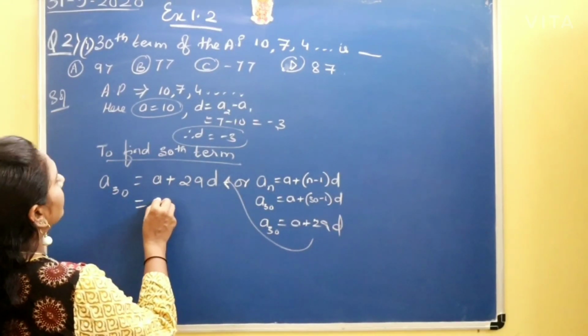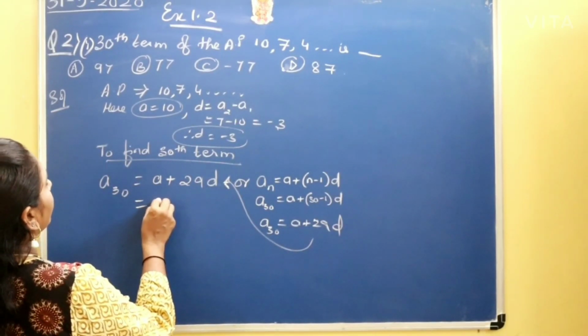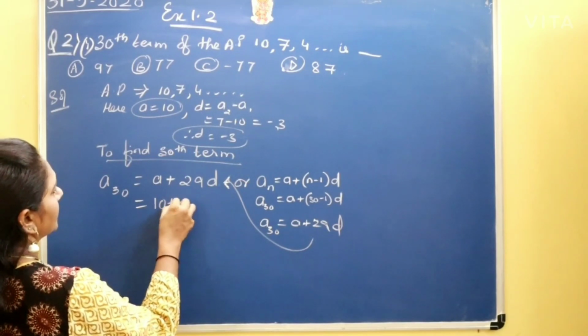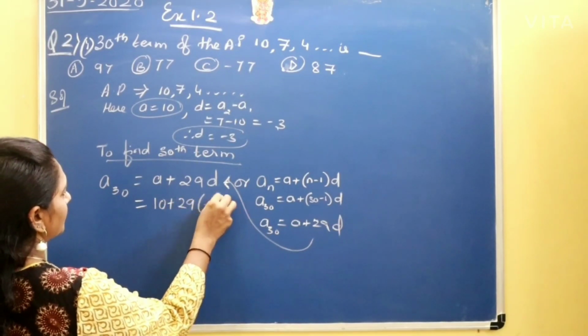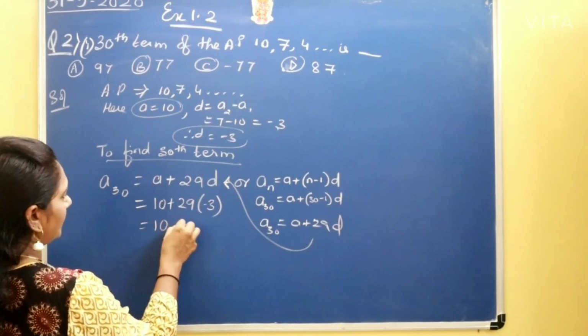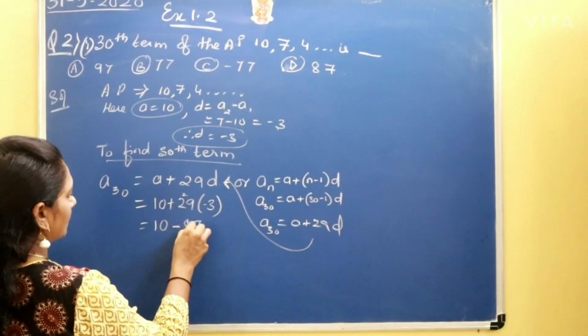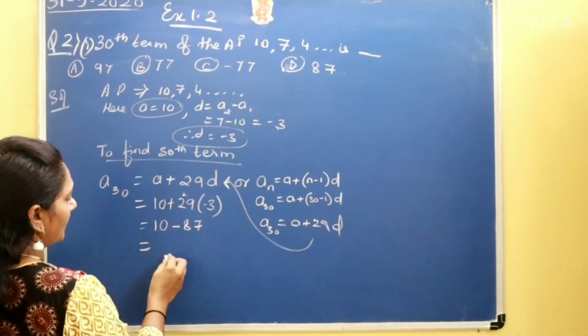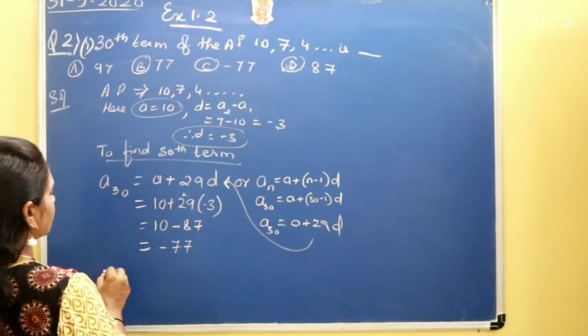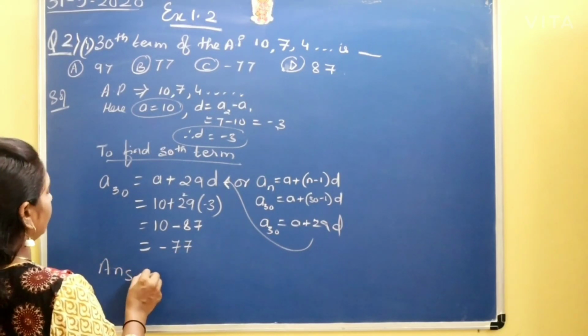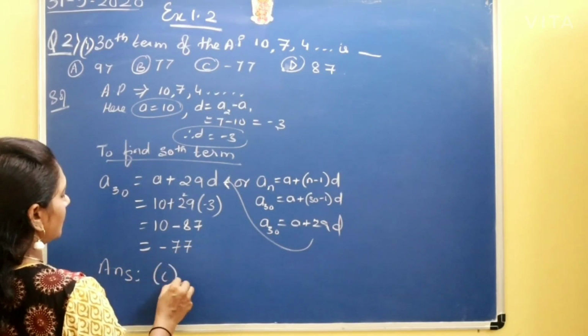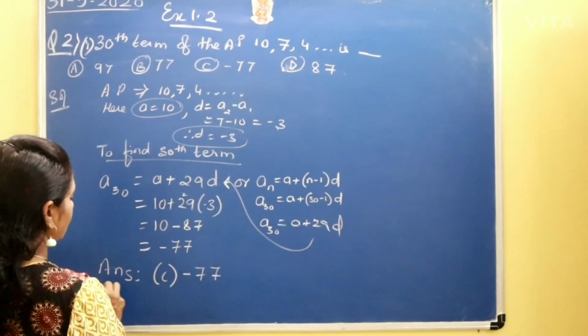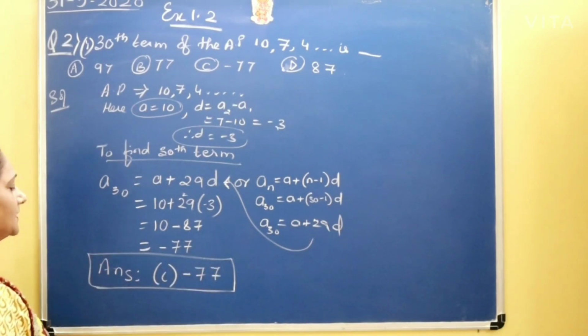So you take a is 10, plus 29 into minus 3. You get 10 minus 87, which is minus 77. So your answer will be C, minus 77.